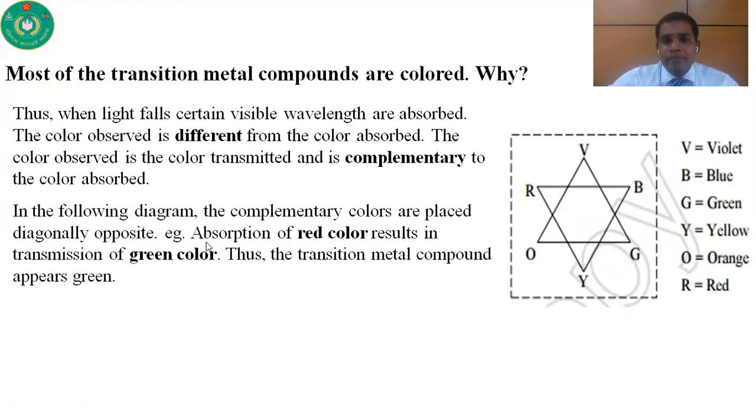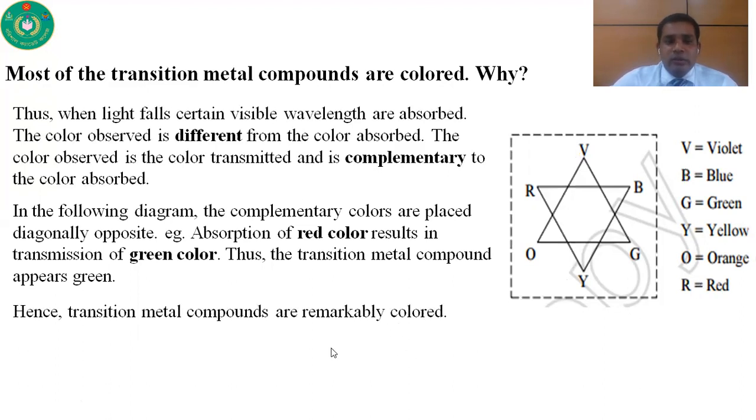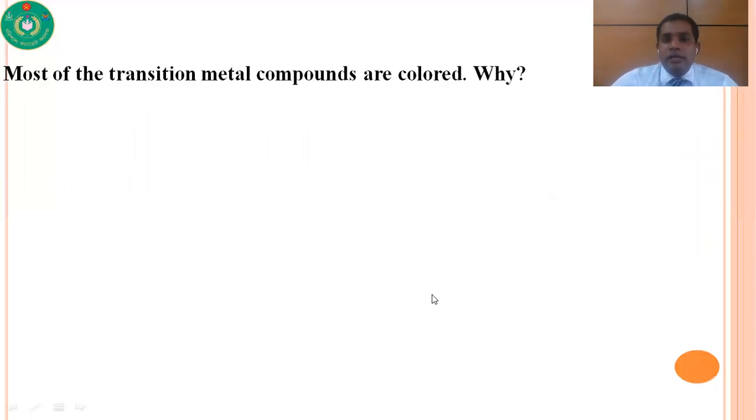What is complementary color? Here you can see, if light falls on a substance with a wavelength of red color, we can see the color of the substance is green, because green is complementary to red. So if light falls on a substance that contains a wavelength of violet, we can see the light of yellow color, because yellow is the complementary color of violet. So hence, that's why transition metal compounds are remarkably colored substances due to d-d transition. And most of the transition metal compounds are colored.